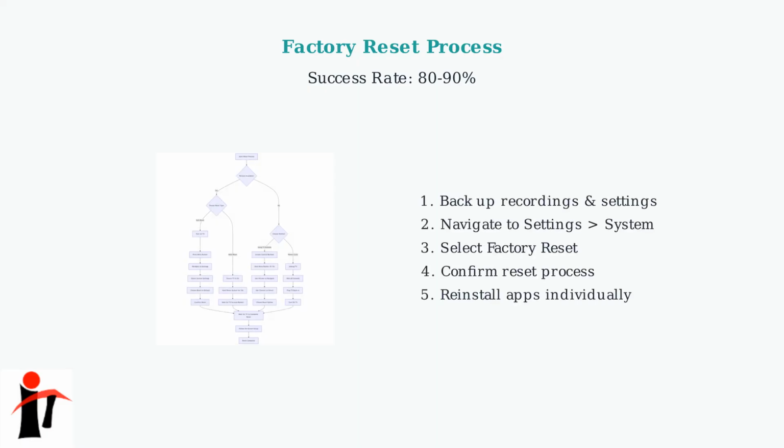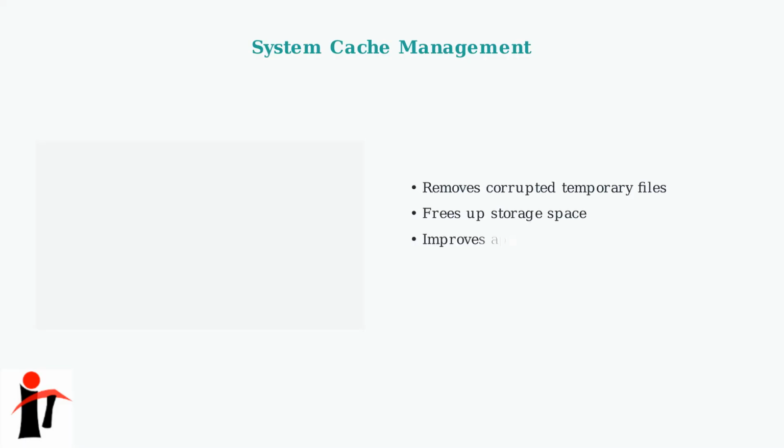The most effective solution is a factory reset, which resolves persistent problems in 80 to 90% of cases. Another powerful troubleshooting technique involves clearing the system cache partition and optimizing storage allocation. This process removes temporary files and corrupted data that can cause app crashes and performance issues.